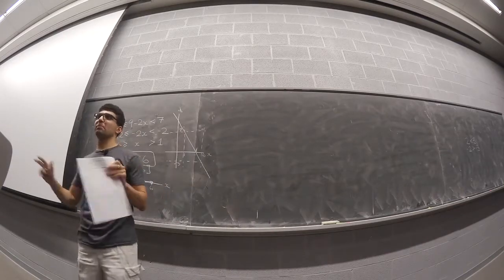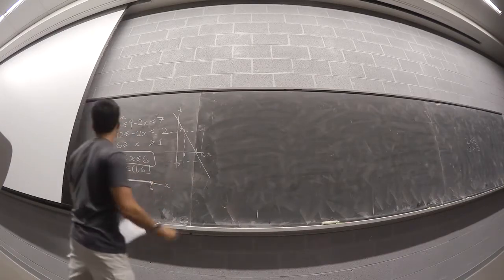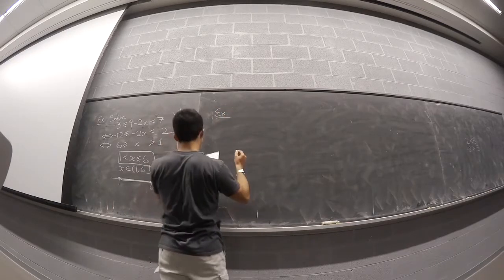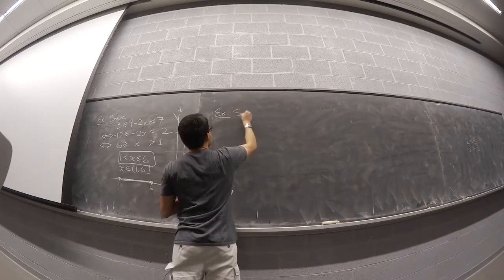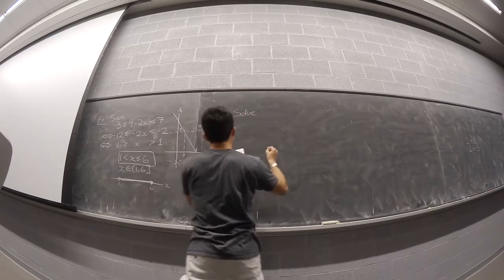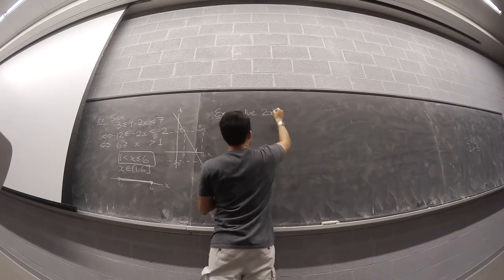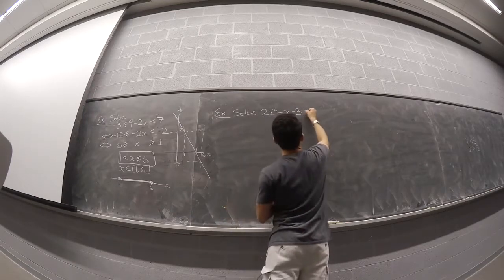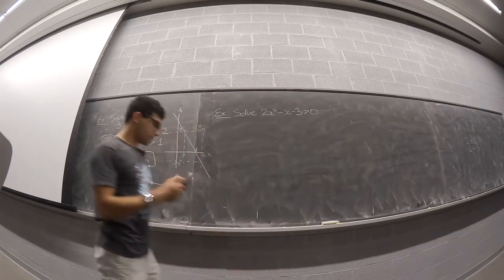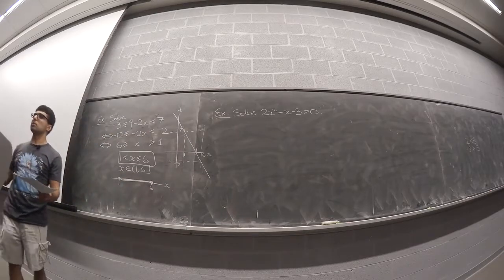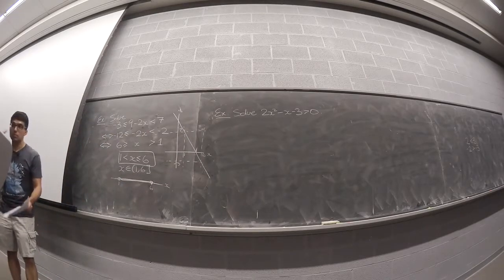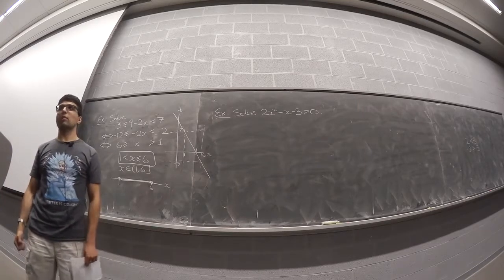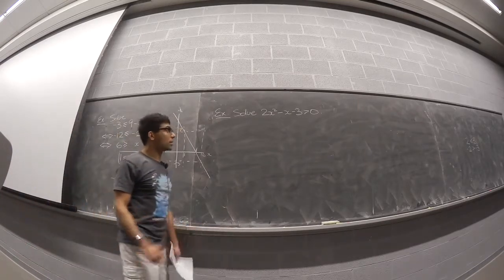Okay, example. It's almost all examples today. Solve 2x squared minus x minus 3 positive. All right, what do you do first? You could do that, yeah. Or factor it, yeah. Anyone know this already?